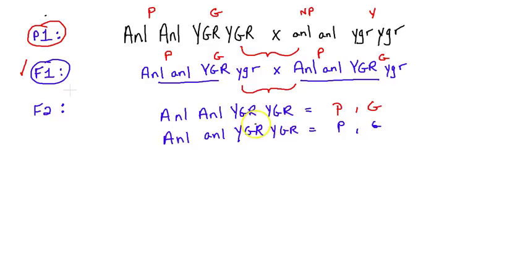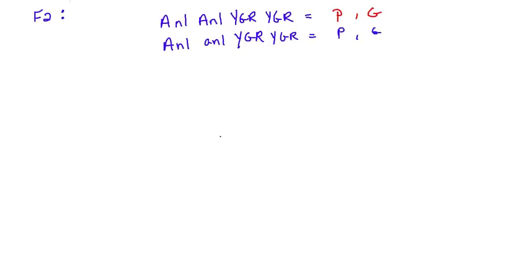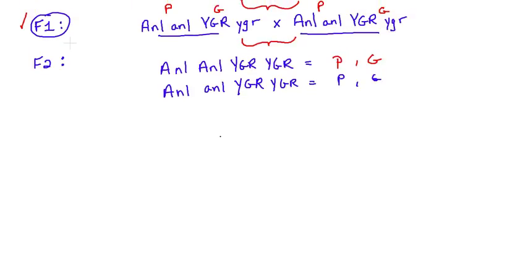In fact, a better way to do this is to set yourself up with a Punnett square. How would you do that? Well, remember, we have parents. What are the possible 4 combinations of alleles that we have? If we separate this, we can have big A and L and capital YGR. What other gametes can we have? We can have big A and L and little YGR.